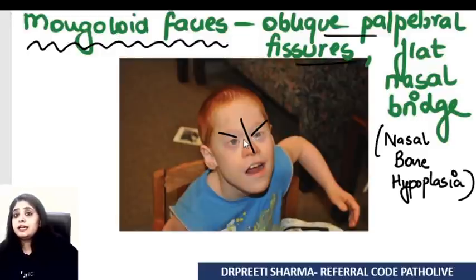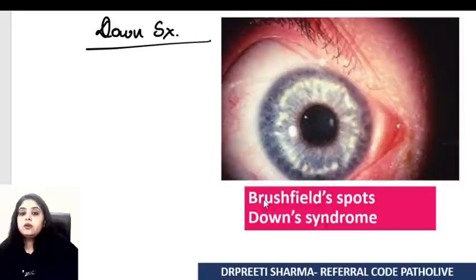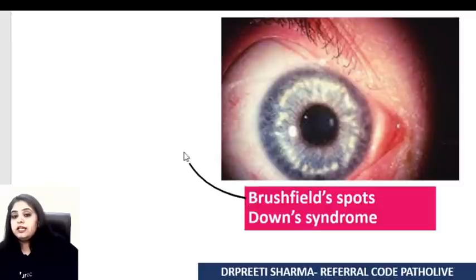And when you zoom into the eyes of these patients, it's an ophthal question. In the eyes of the Down syndrome baby patients or Down syndrome patients in general, you see something called Brushfield spots. Please remember, Brushfield spots are seen in which part of the eye? Brushfield spots are all these spots that you're seeing over here.